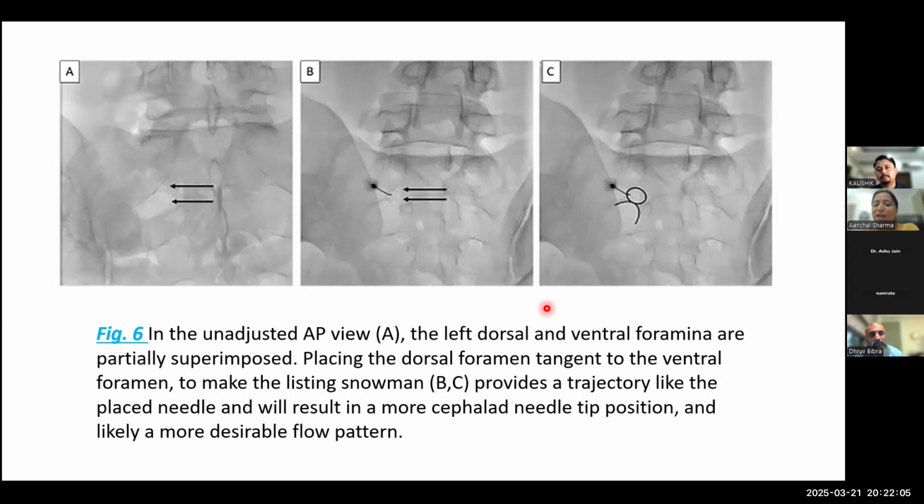Because a lot of the time, with regard to the article, if they could have shown the dye, because a lot of the time we see AP and lateral is good, but the dye is not perfect.